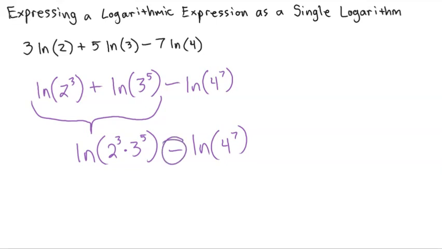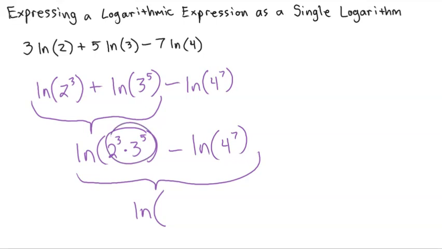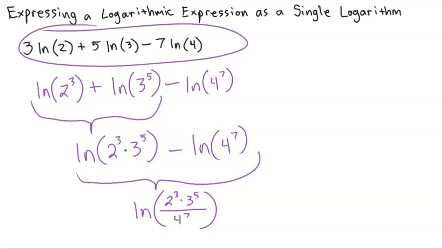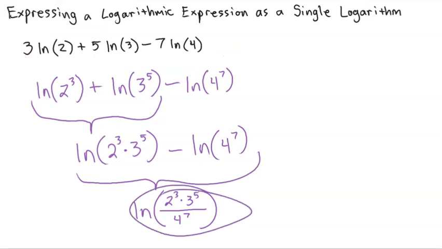And now this minus means division, so we can combine this logarithm and this logarithm into a single logarithm, okay? So they can become a single logarithm, the natural log of, and now it's going to be this divided by this. So 2 to the 3rd times 3 to the 5th in the numerator and 4 to the 7th in the denominator. Okay, so it'll be 2 to the 3rd power times 3 to the 5th power divided by 4 to the 7th power, and that is the end. So this is our final answer, a single logarithm. We have taken a logarithmic expression here, and we've condensed it down into a single logarithm.